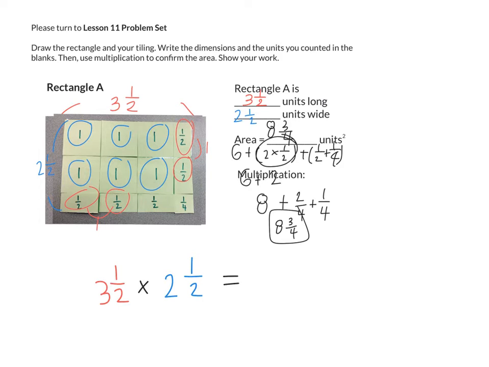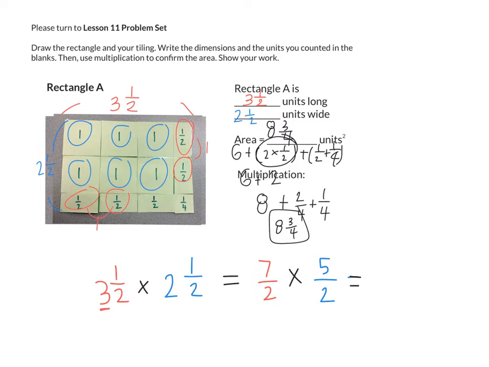How many wholes do we have here? So how many halves are in 2 wholes? 4. How many halves are in 3 wholes? 6. So I have 6 halves plus 1/2. So how many halves is that? 7. Okay, so I have 7 halves times, what about 2 and 1/2? How do I write that as an improper fraction? 5 halves. Very good.